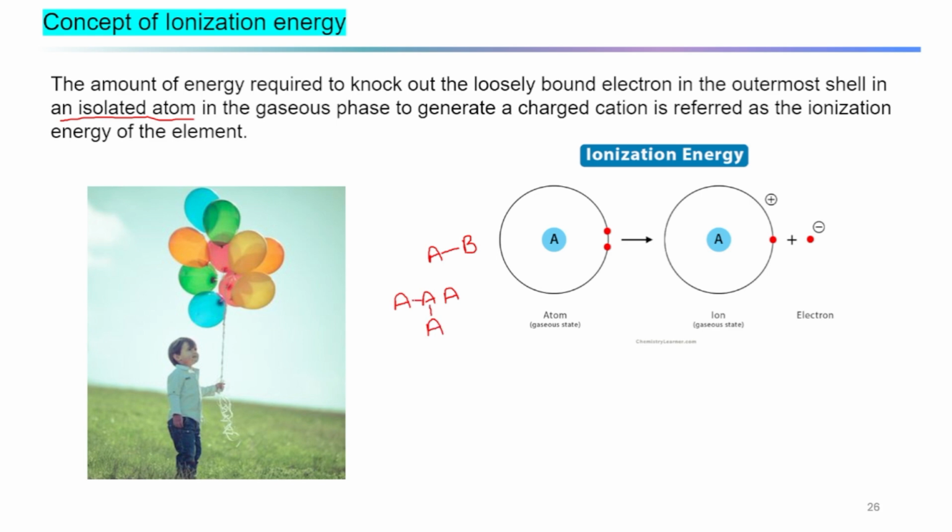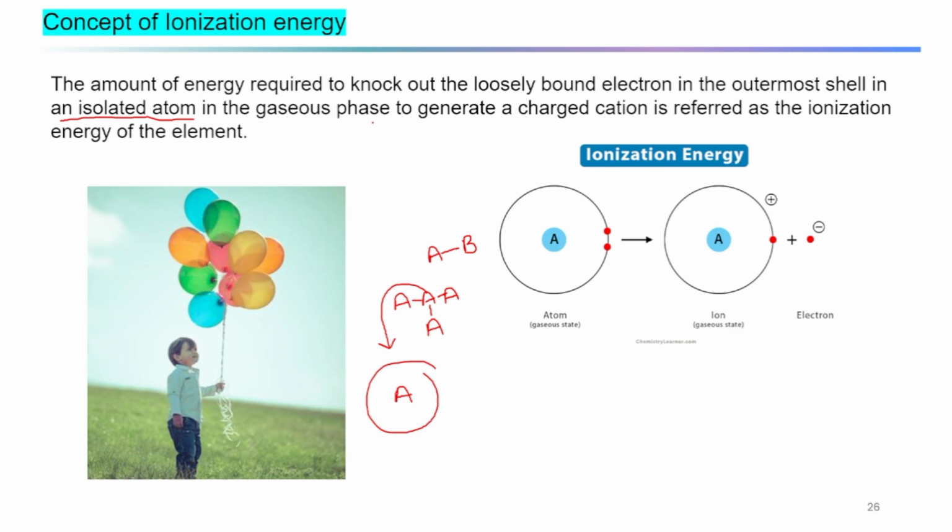So what you have to do, first you have to provide some energy, and you have to take out this atom in seclusion. This has to be an isolated atom. No one should be in its surroundings. Only then can you apply this ionization energy definition.